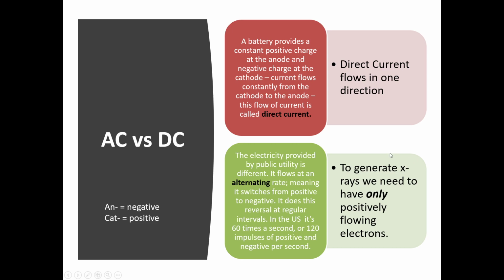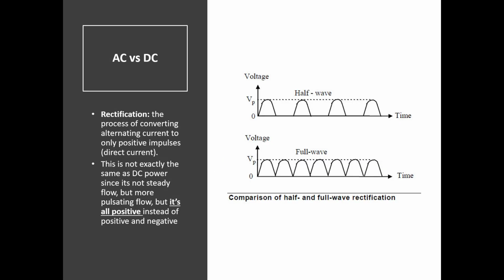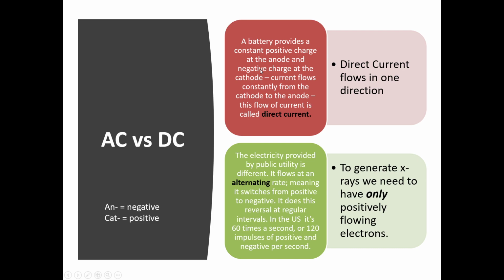Alternating current's the opposite. They're going to flow from the negative end over to the positive end and then back and forth. We draw a curve or a graph that looks a lot like this to show what alternating current looks like. A good example of direct current is a battery.